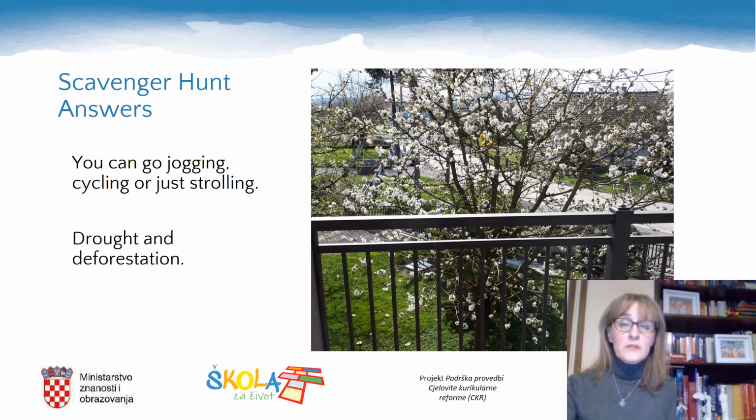I'm sure we have the same answers, at least for the first 2 tasks. In the first task, you had to read the text in order to find out which free time activities you can do in Novi Dvori. And the answer to this task was you can go jogging, cycling, or just strolling. In the second task, you had to watch the video in order to find out which environmental problems are mentioned. The problems mentioned are drought and deforestation.